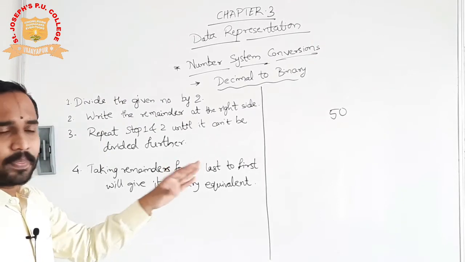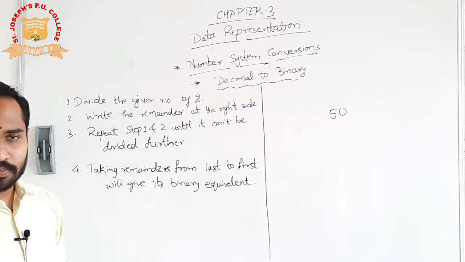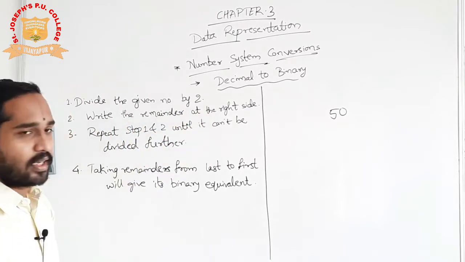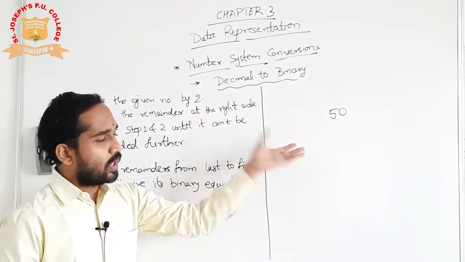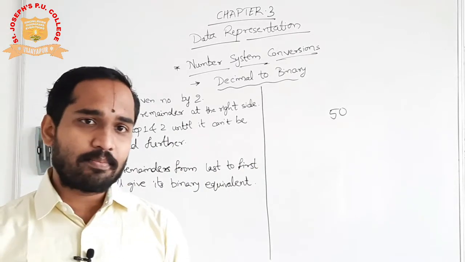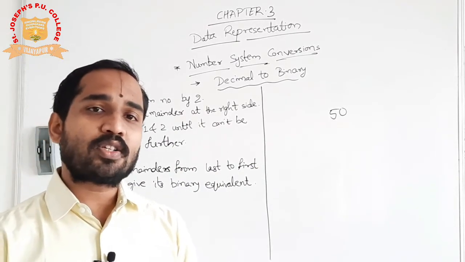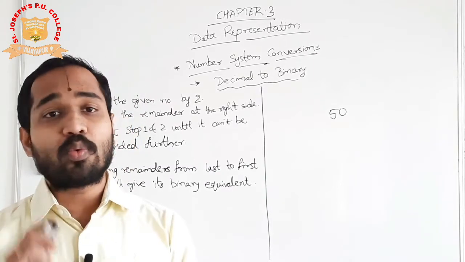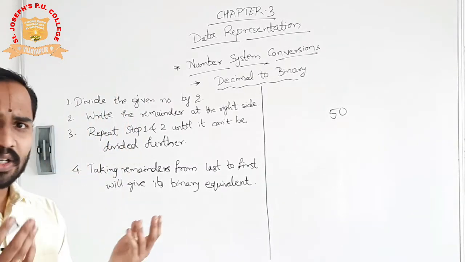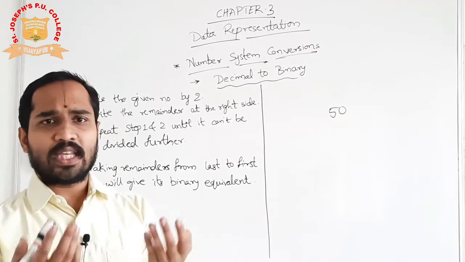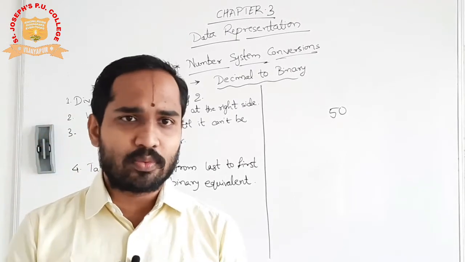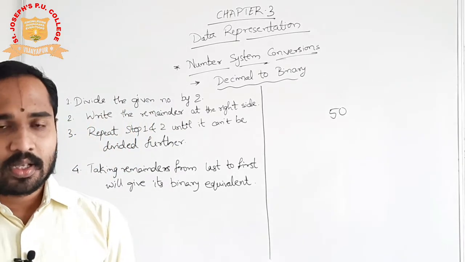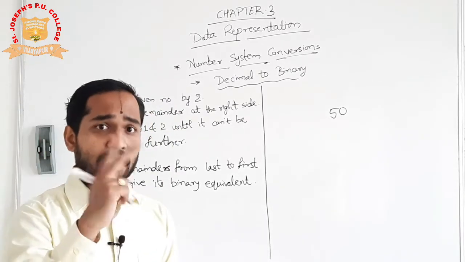There is a given number. You have to go on dividing it by 2. What we have to do next, write the remainder at the right side. Means, when you divide a number by 2, what are the possibilities of getting the remainder? You will either get 0 as the remainder or 1 as the remainder, isn't it? Whenever you divide a number by 2, if it is even number, the remainder is 0, correct? If it is odd number, the remainder is 1. So only there are two possibilities, either 1 or 0.